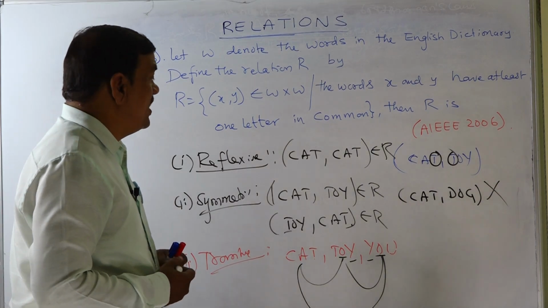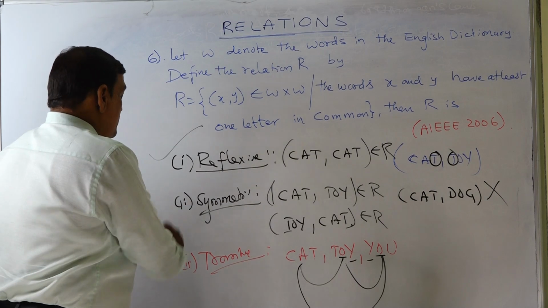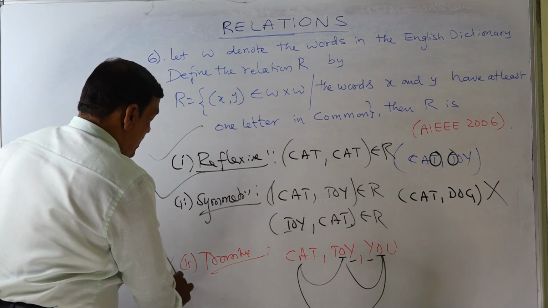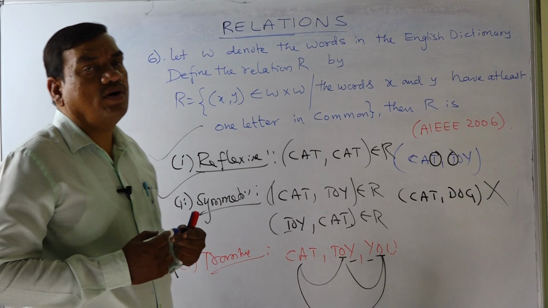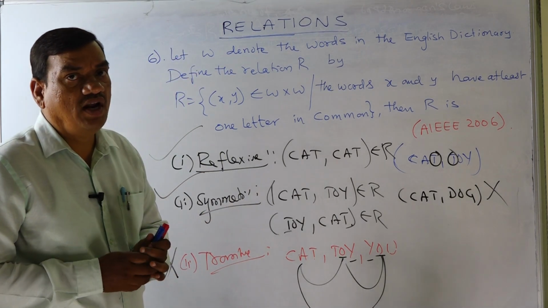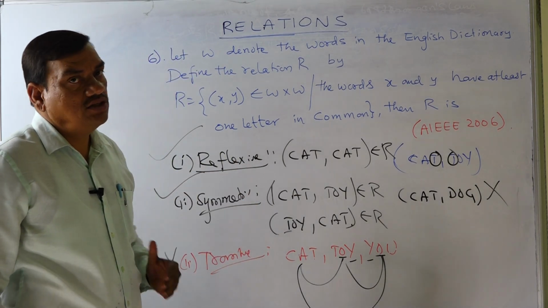That means what? It fails. It is reflexive, okay, symmetric, okay, but it fails transitive. This type of logical problems are given. Okay, now? So I hope that you understand this solution.